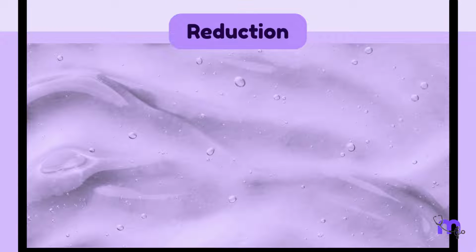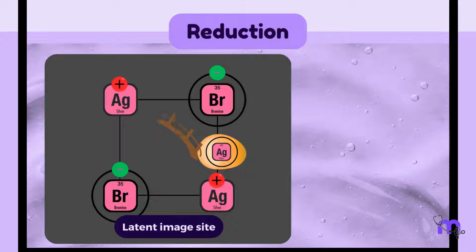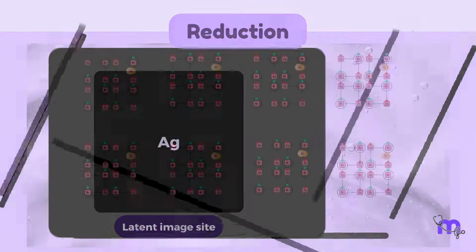A chemical reaction called reduction takes place. How? The developer contains a reducing agent called metol-phenidone that gets catalyzed by the neutral silver atoms at the latent image sites, giving out an electron when in contact with the film. The silver atoms act as a bridge by which these electrons reach the silver ions in the exposed crystal and convert them to solid grains of metallic silver.